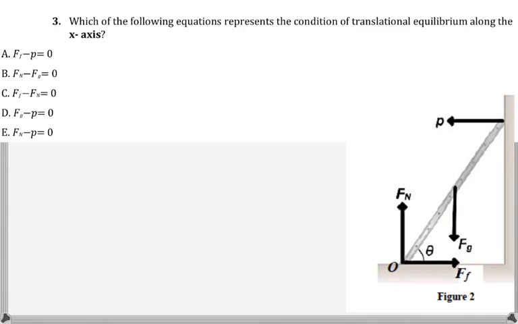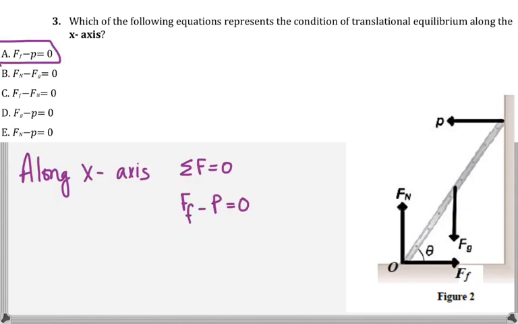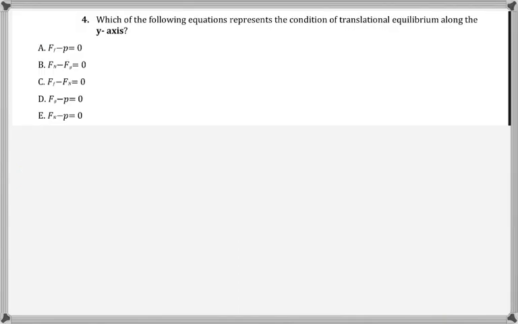Next one is about equilibrium. It is asking you to find out the equation for translational equilibrium. Translational equilibrium, we know sigma F is equal to 0. So from the diagram you can see that along x-axis there are two forces, Ff and P. Ff is positive and P is negative, so Ff minus P equal to 0 will be the equation.